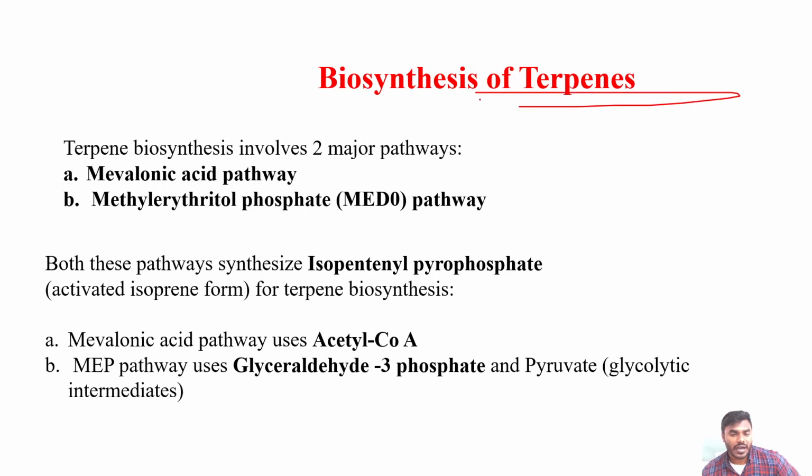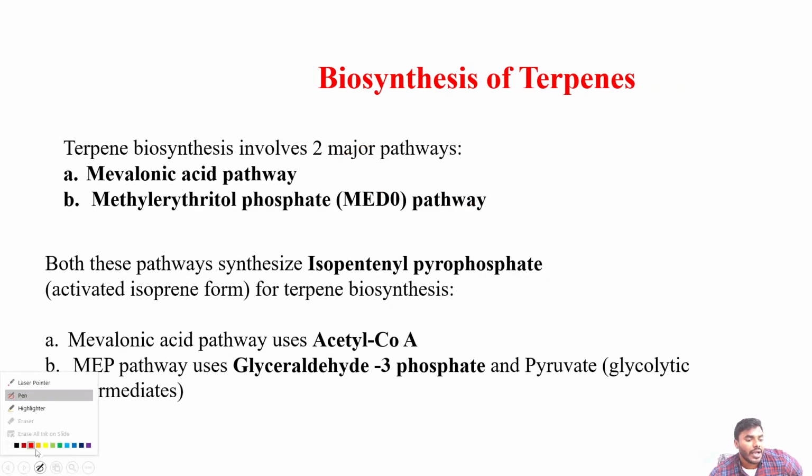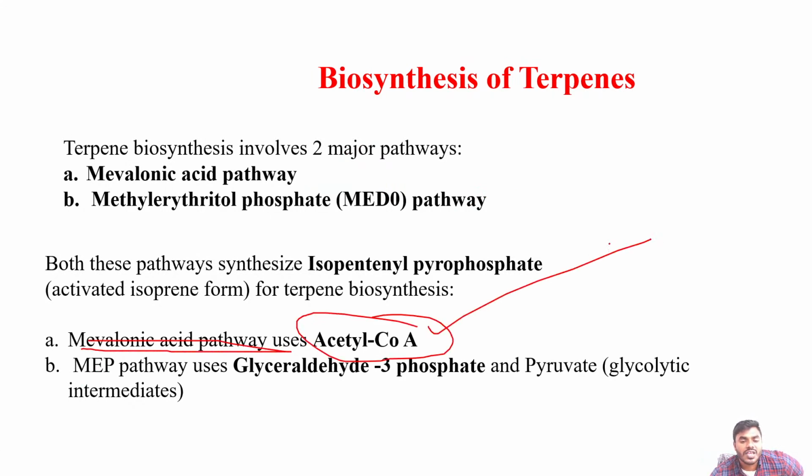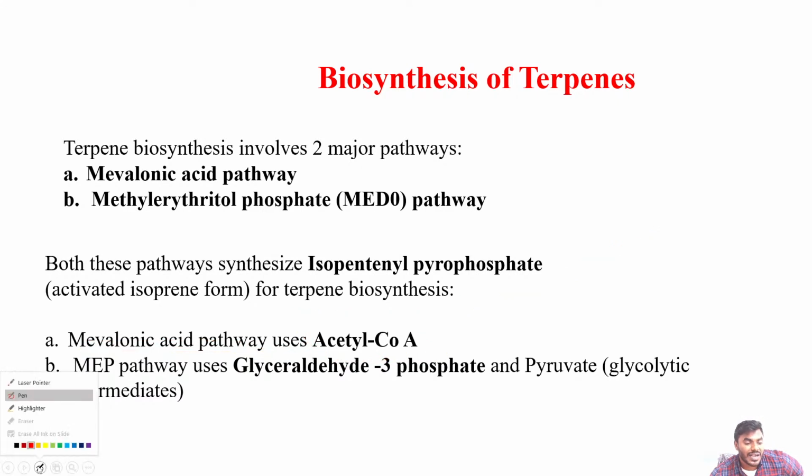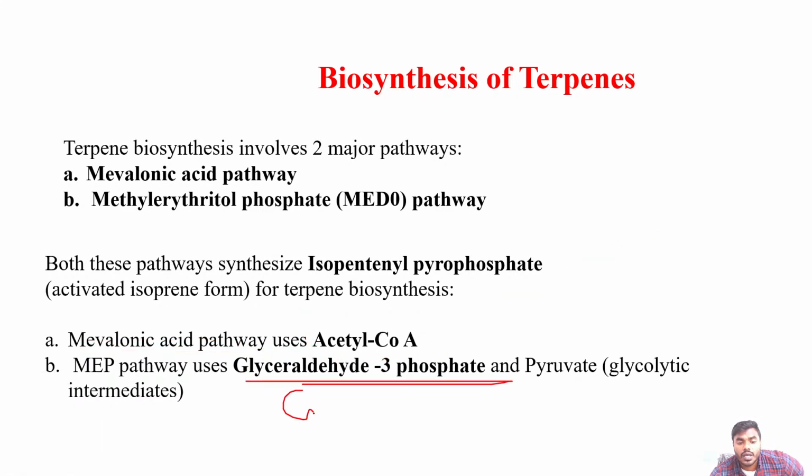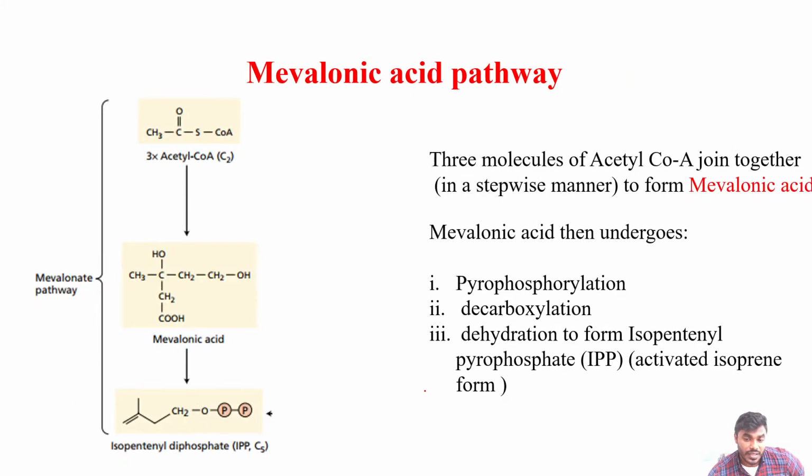Friends, the terpenes, everyone follow me. Terpenes can be biosynthesized by two major pathways. For this concept you need not do anything except remember. Two pathways are there: the mevalonic acid pathway as well as the MEP pathway. Don't get confused with that statement. And every student remember, the mevalonic acid pathway uses acetyl CoA, and the MEP pathway uses G3P and pyruvate. So using these as precursors, they synthesize the terpenes.